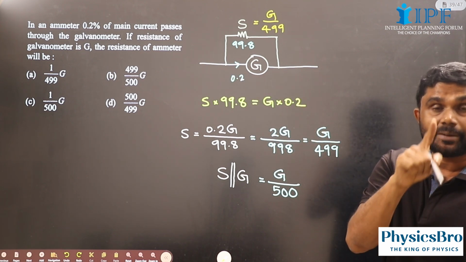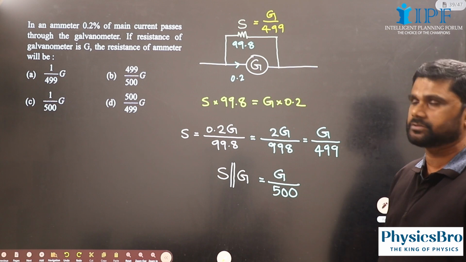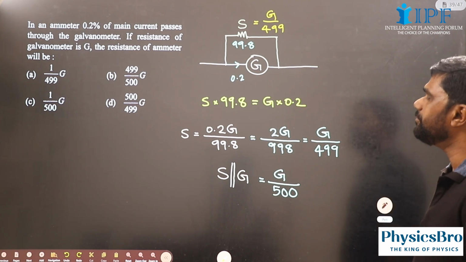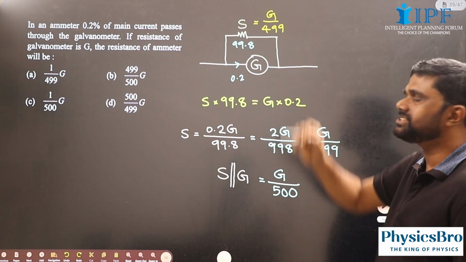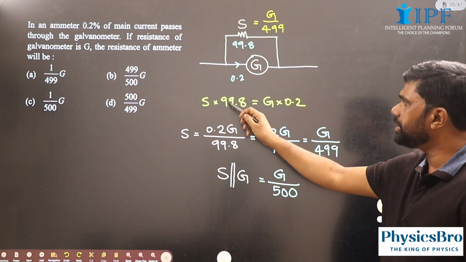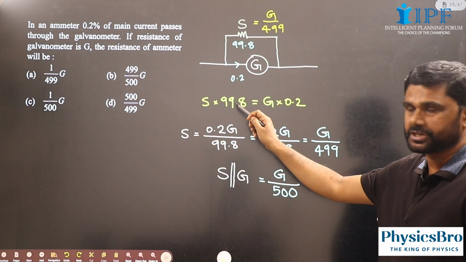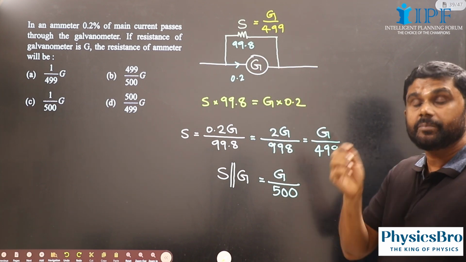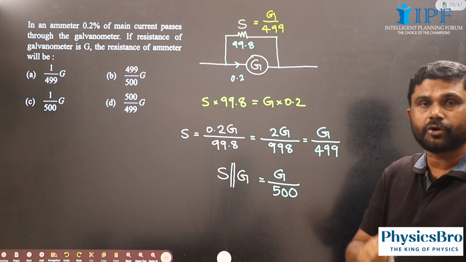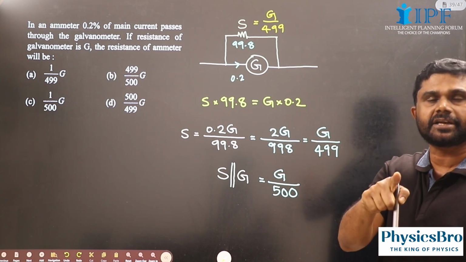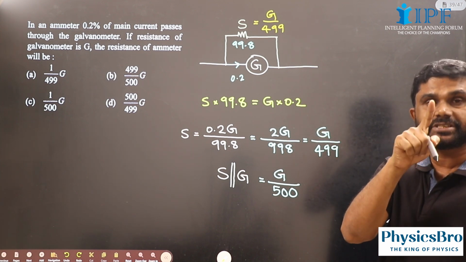The remaining 99.8 will be passing through the shunt. Here we have the shunt, it is S into the current through it, 99.8. Resistance into current, that is the voltage across the shunt. That will be equal to the voltage across the galvanometer because they are connected in parallel. When two elements are connected in parallel, voltage across them will be the same.